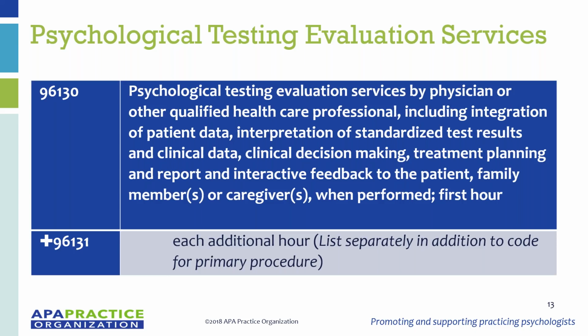So psychological testing evaluation services, I've alluded to this, I'll say it explicitly: integration of patient data, interpretation of standardized test results and clinical data, clinical decision-making, which you'll be hearing a lot more about in the weeks and months to come, treatment planning and report, and interactive feedback to the patient, family member, or caregiver when performed in the first hour, and then 96131, the same professional services. If they extend at least an additional 31 minutes, then you would use the add-on code 96131. These are the thinking codes. This clearly distinguishes our professional work from the test administration and scoring. Next slide, please.